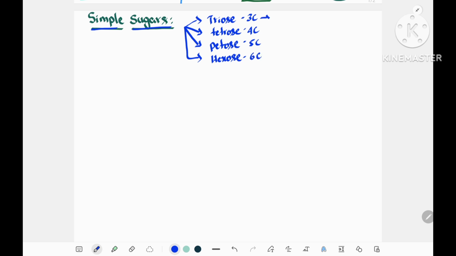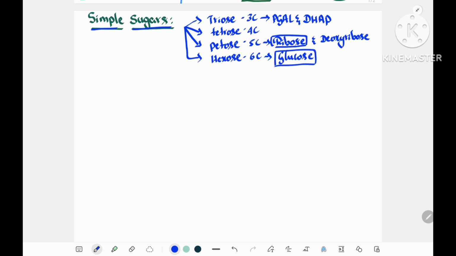Let's try to write the examples for each. Example for triose sugar, the intermediate compounds formed in glycolysis, example phosphoglyceraldehyde and dihydroxyacetone phosphate are the examples. Example for pentose sugar are ribose sugar and deoxyribose sugar, which are present in DNA and RNA. Hexose sugar example is glucose. In your NCERT textbook, they have given the structure of ribose sugar and the glucose. Respectively, they are pentose sugar and hexose sugar.